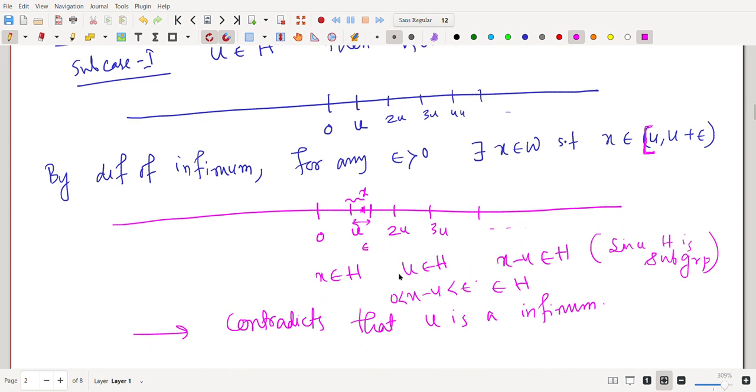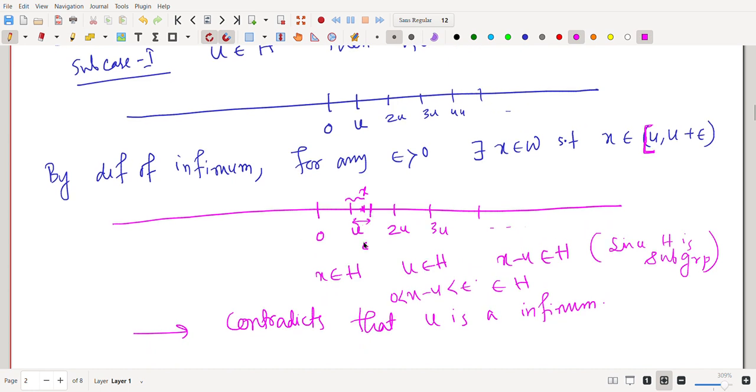It is only possible if x is equal to U itself, because I have to choose x belonging to W such that x belongs to the closed interval U comma U plus epsilon. So in particular, if x is itself U, then we are done. Whatever small epsilon I choose, I can particularly choose x as U, and then x minus x, which is 0, is inside H. So that is not an issue, right?